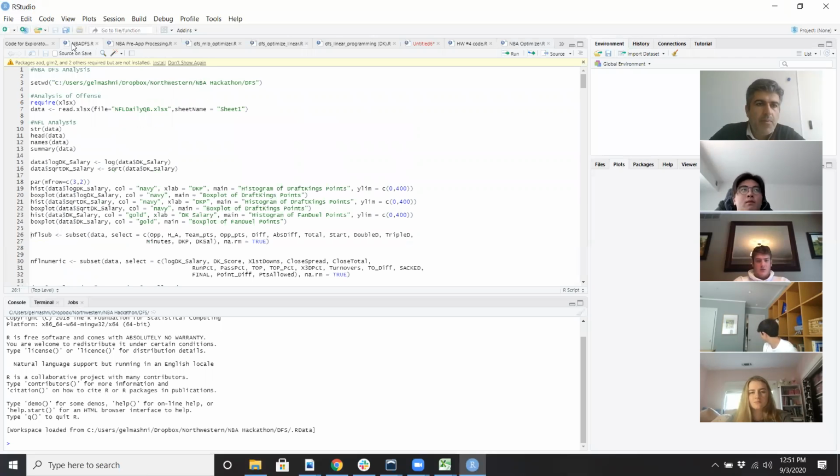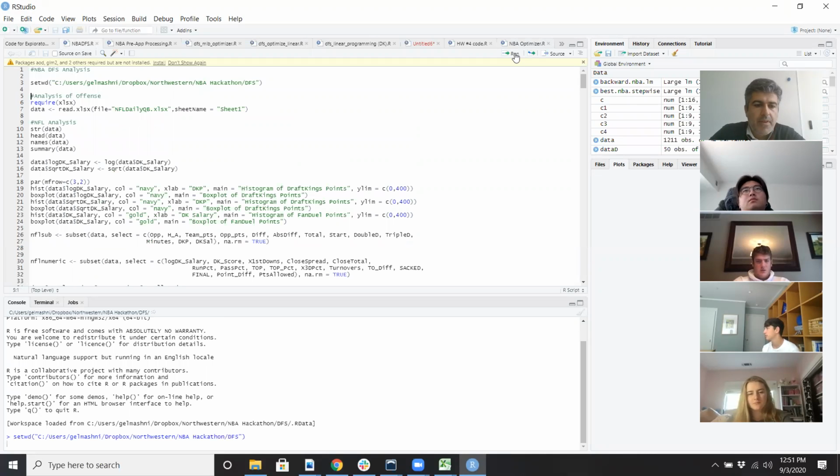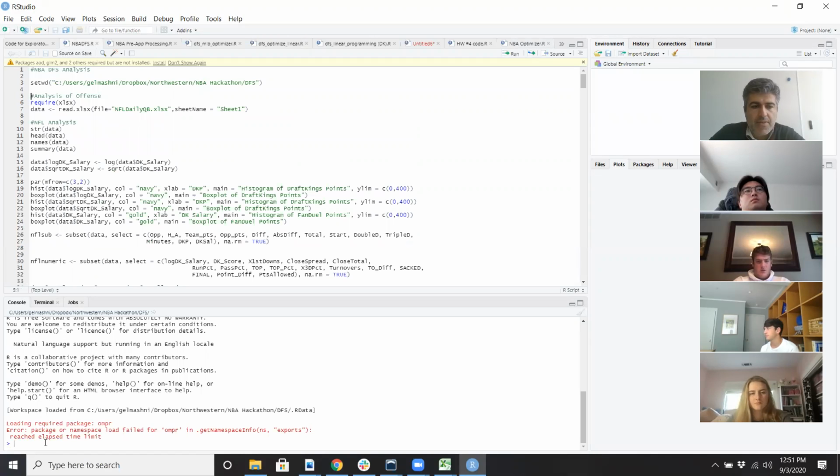Actually, that's not the one. That's the one. There we go. So I first have to tell the program what directory I'm working with. So I'm working with this folder here. And you can see down below, it's kind of thinking until it recognizes, okay. And I don't know why there's an error. Let me try it one more time.